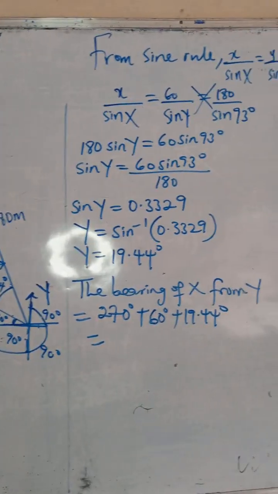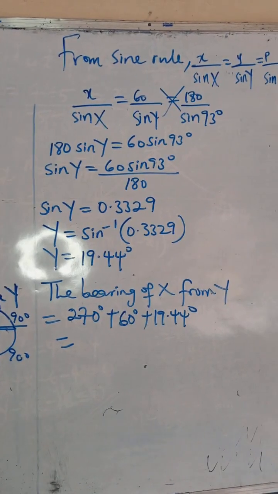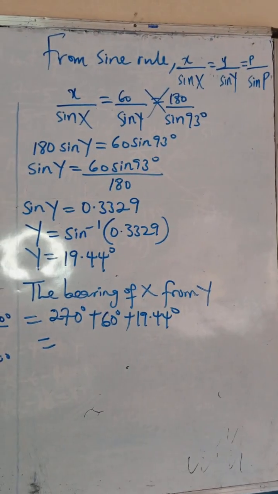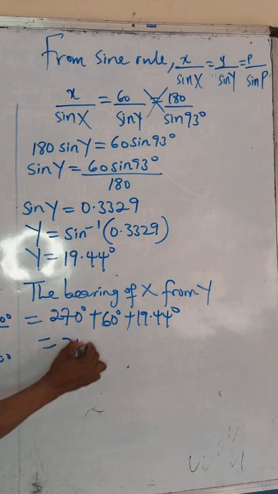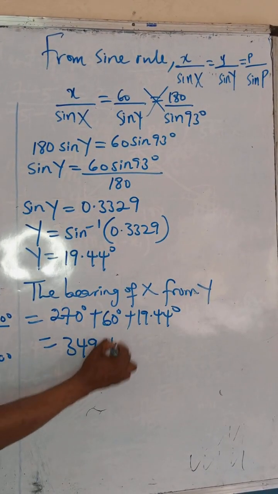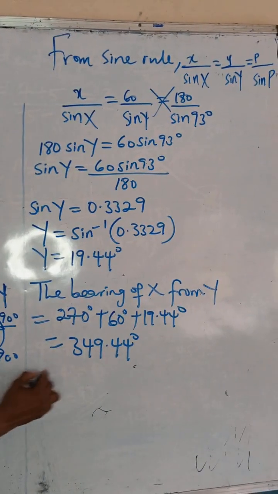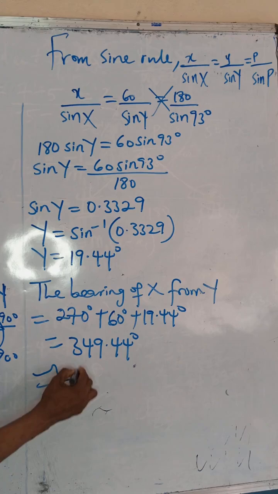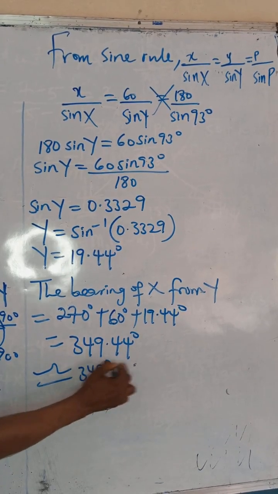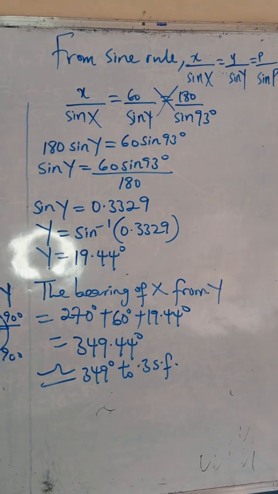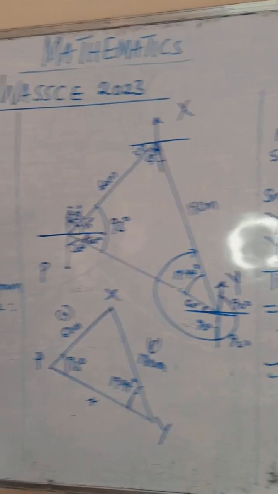So let's add all this together. 270 plus 60, then plus 19.44. This gives 349.44 degrees. They asked us to change it to 3 significant figures. So that would be 1, 2, 3. That is 349 degrees to 3 significant figures. So that answers the first part of the question.